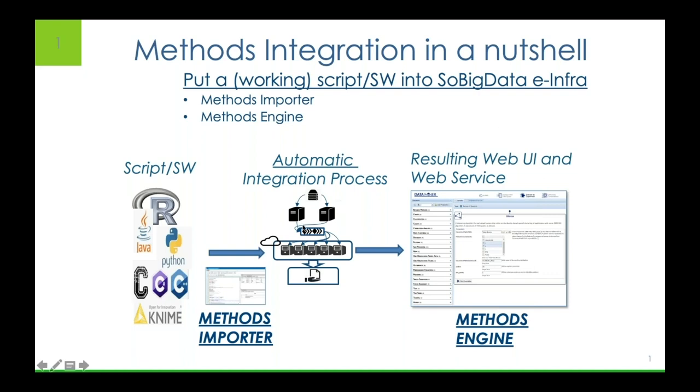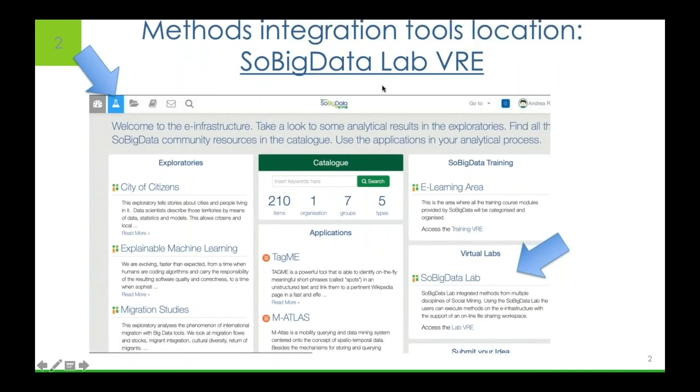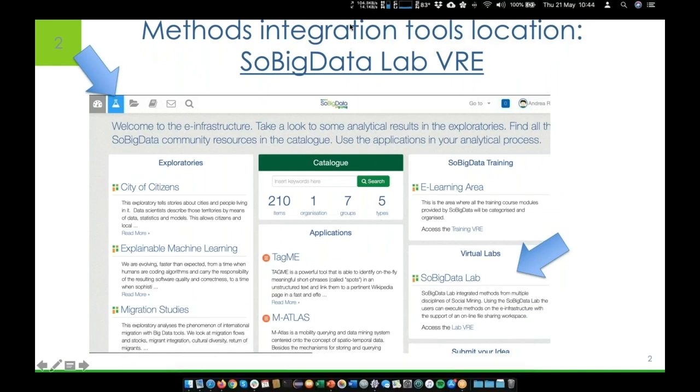Right, so the method importer. So you have your script. It can be in almost any language, so Python, R, Java, C++. We also support KNIME workflows lately. So you use the method importer to import your script. There is an automatic integration process, and the result is the web user interface and the web service, as we just saw in the previous slides.